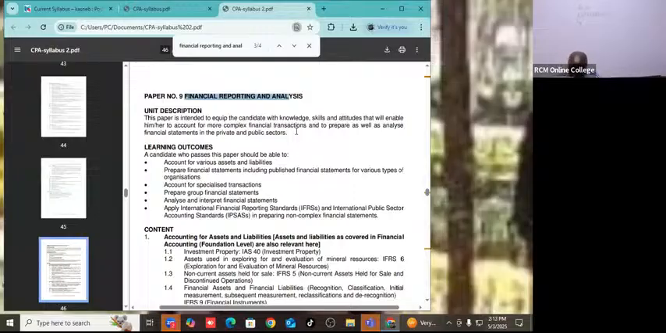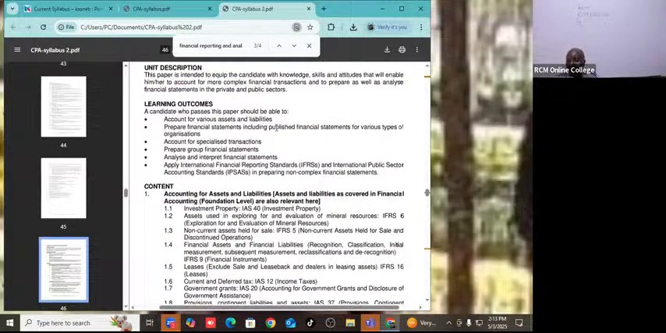So we shall be required, ladies and gentlemen, number 1, to know how to prepare financial statements. How do we prepare these financial statements? How do we analyze them? We shall be able to study many things, including how you do analysis of these financial statements using ratios. So ratio analysis is key.